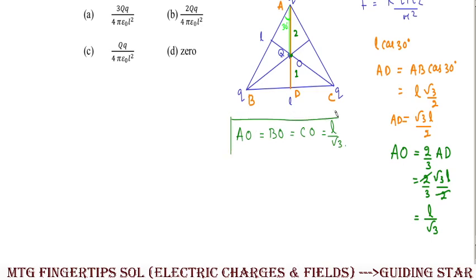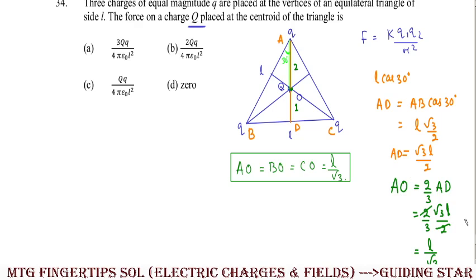ये यहाँ पे हमें डिस्टेंस मिल जा रहा है. क्लियर? तो डिस्टेंस between the charge which is present at the centroid and the charges which are present at the vertex. Now we'll calculate the force. So force on the Q charge, force on this particular charge due to the charge at A. So force on this Q charge due to the charge at A.